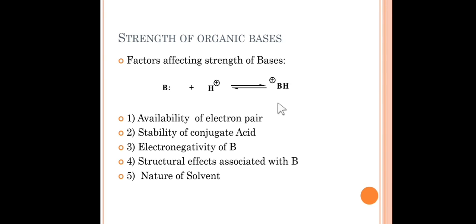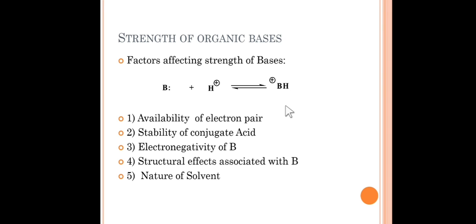There are 5 different factors that affect the strength of organic bases: first, availability of electron pair; second, stability of conjugate acid; third, electronegativity of this B; fourth, structural effect associated with this B; and lastly, nature of the solvent. Friends, these factors affect the strength of bases. Let's see them one by one with examples.